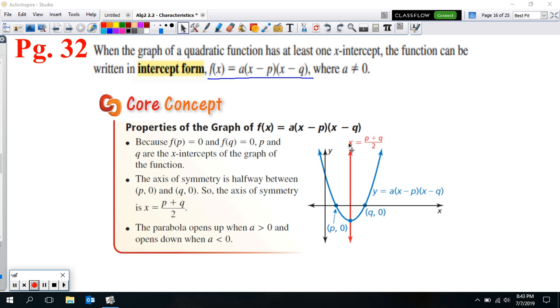How do you find the x-coordinate of the vertex? Well, you're going to do P plus Q divided by 2. That's a little formula for the intercept form. So whatever numbers P and Q are, you add those together, divided by 2. That gives you the x-coordinate of the vertex. And then you just use that number, plug it back into x in both places in here to figure out what your y-coordinate would be. Okay, once you know that, now you'll know your vertex point, you'll know your x-intercepts.